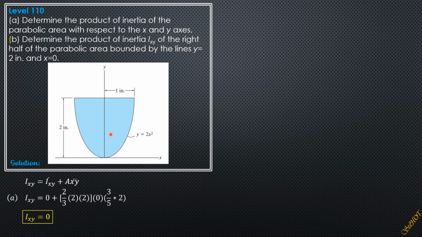Considering only the right half, the formula for Ixy is b square h square over 6 from level 108, the first problem discussed in this video. Where b is 1, h is 2. So Ixy equals 1 square times 2 square over 6. That's 4 over 6, or 2/3. So Ixy equals 2/3 inches to the fourth.